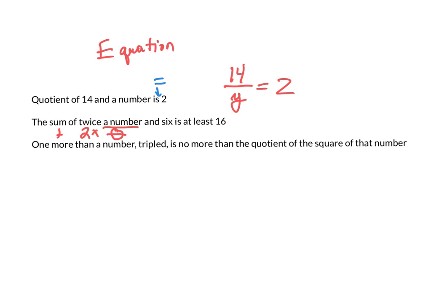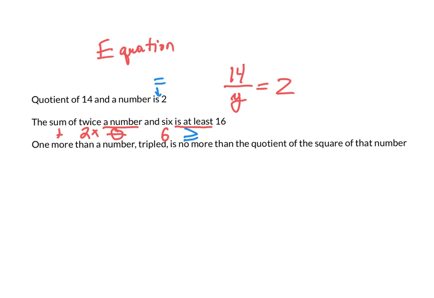All right. So the sum of twice a number and 6, well, 6 is the number 6, is at least. All right, is at least. That means more than. All right, does it include that number or not? So is it greater than 16, or is it at least 16? So that means it could be 16. So that means it's greater than or equal to.